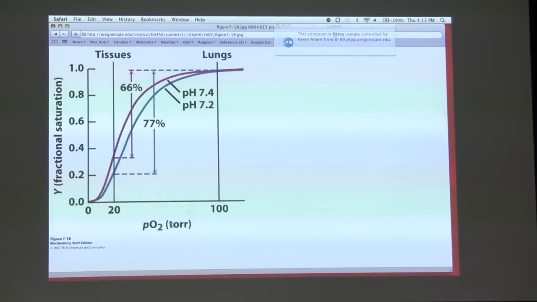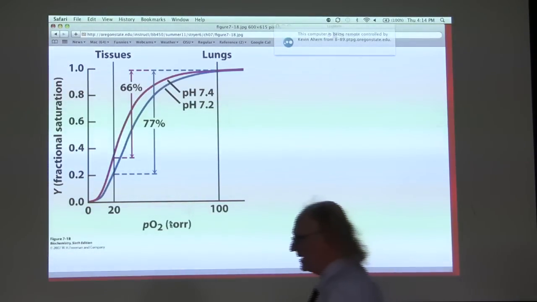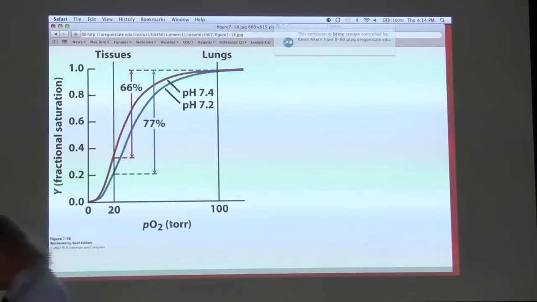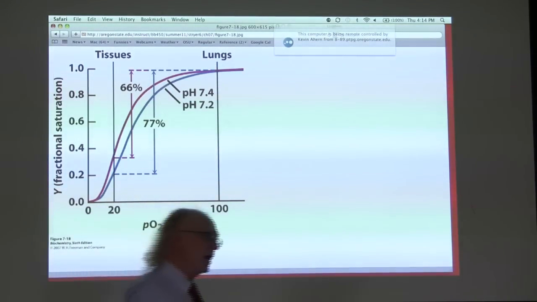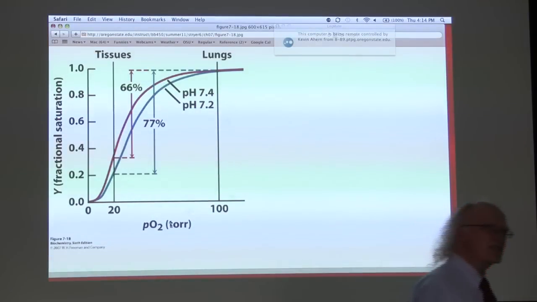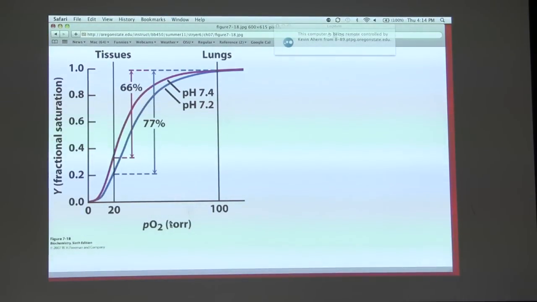You can see it schematically here. It was discovered by a scientist named Bohr, no surprise. And the original observation was very simple. If you look at the oxygen binding affinity for hemoglobin at a pH of 7.4, and you compare it to a pH of 7.2, a very slight acidification, you see that the affinity for oxygen goes down, meaning that hemoglobin is giving up oxygen. It's releasing oxygen as the pH is going down.